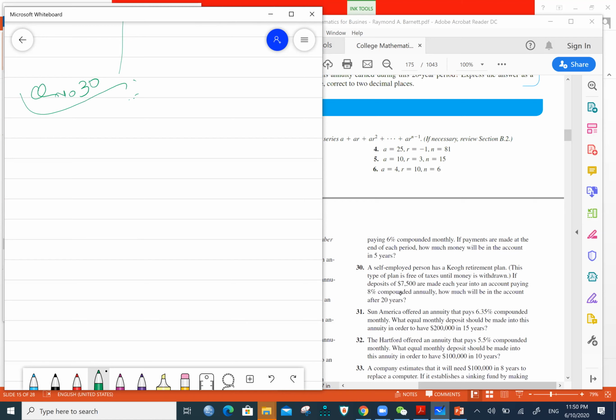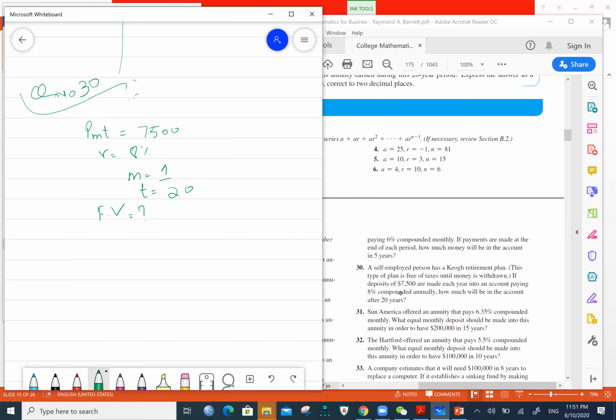A self-employed person deposits $7,500. So this is his PMT, a sequence of equal periodic payments, each year into an account paying 8%. R is 8% compounded annually. Compounded annually means M is 1. How much will be in the account after 20 years? T is 20. We need to find the future value.